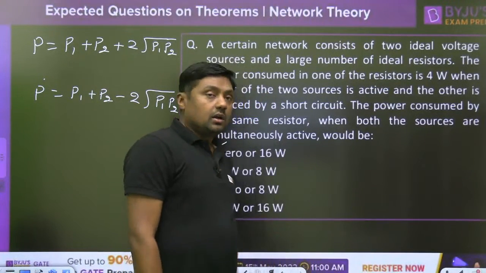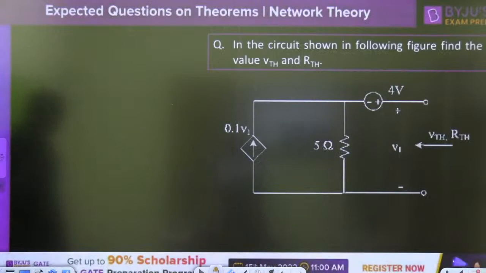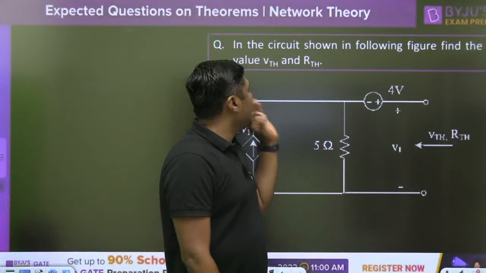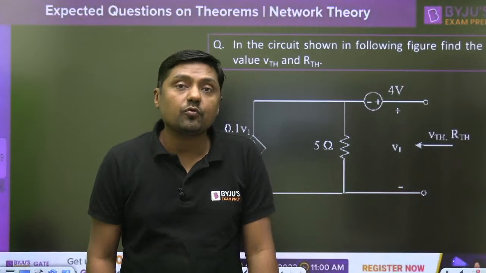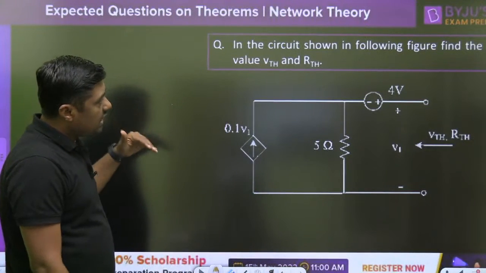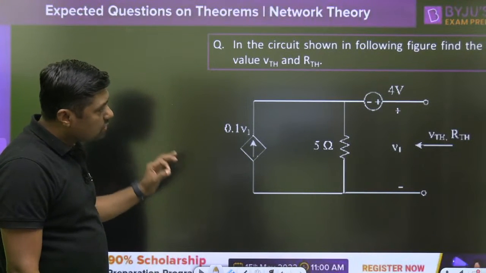Okay, now let us see what the next question is. This was your superposition theorem. Now we come to the next question on Thevenin's theorem. In the circuit shown in the following figure, find the value of VTH and RTH. In this question, we have to find the VTH and RTH. Very, very simple question. Try to solve this question.